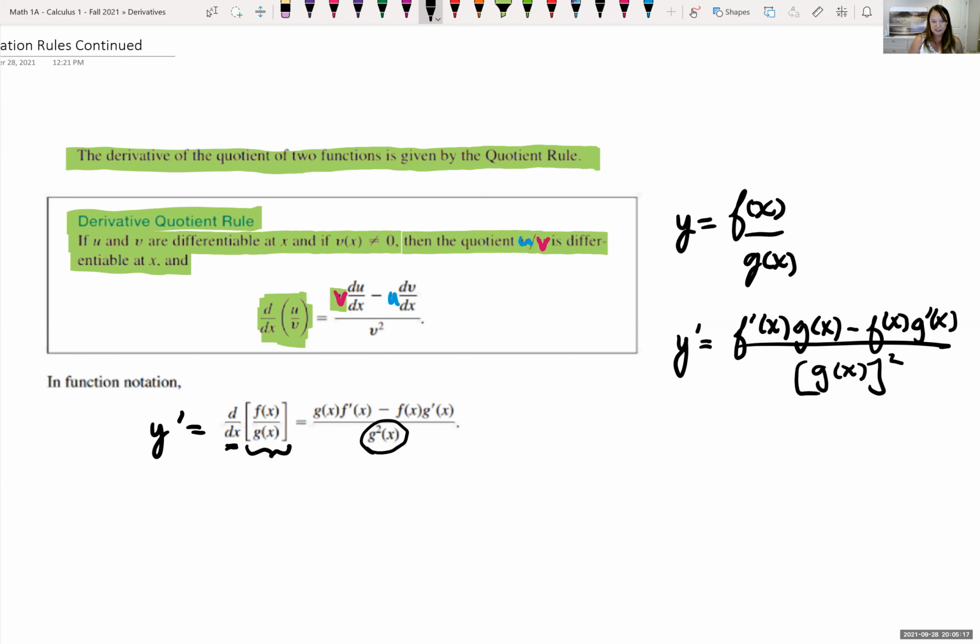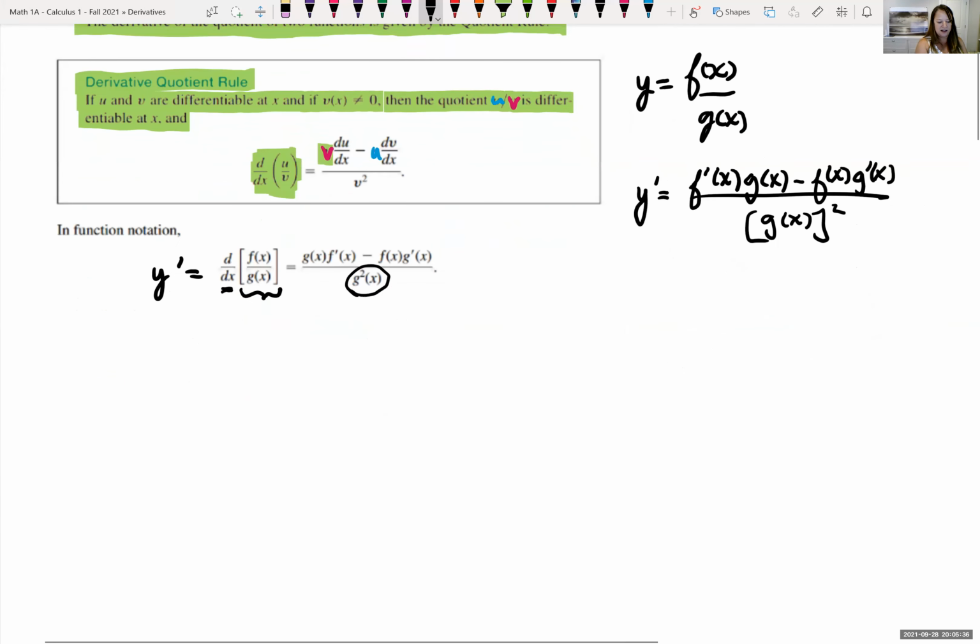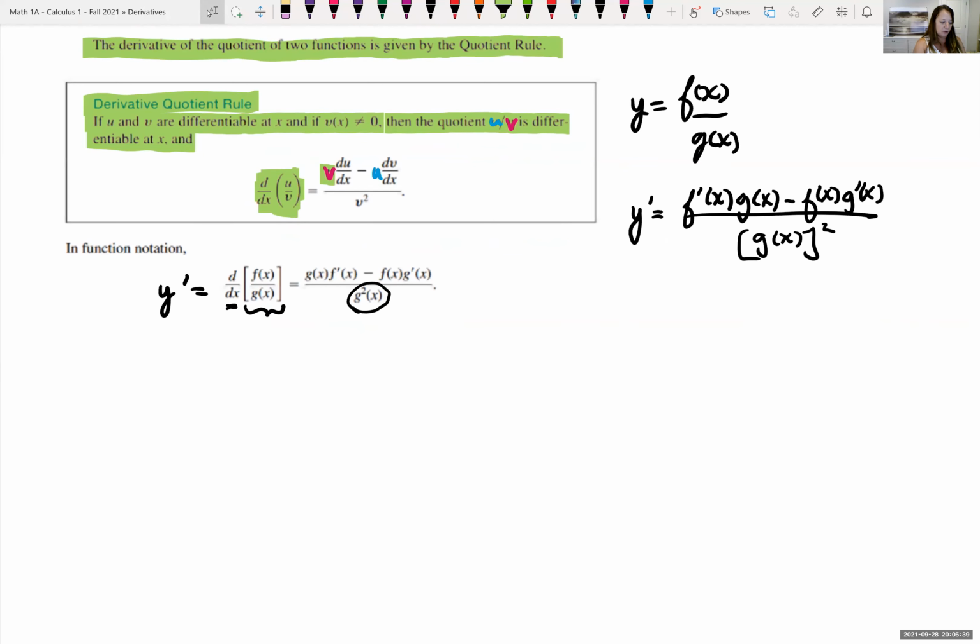So I suggest you memorize the product rule and the quotient rule. You're going to be using them a lot. You might want to make some flashcards, with the product rule, f of x times g of x on one side, and then the rule for the derivative of the product on the other side. And same thing with the quotient rule.